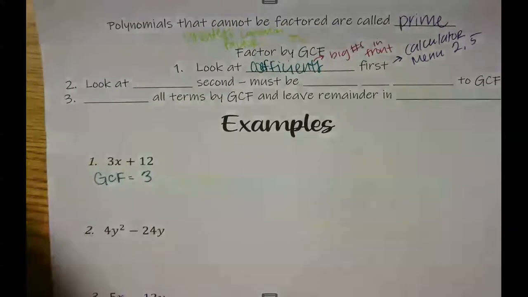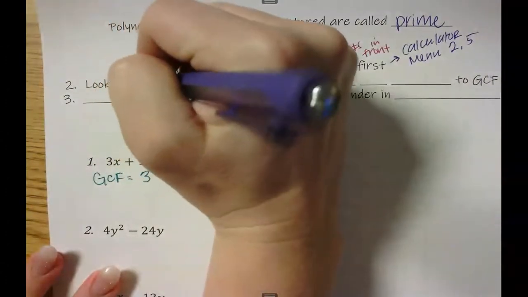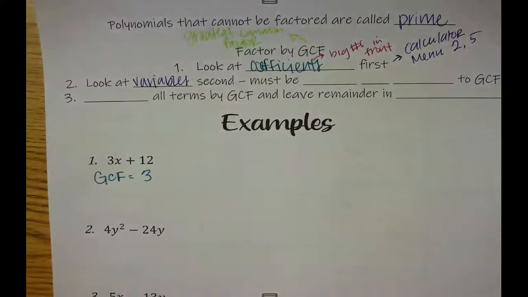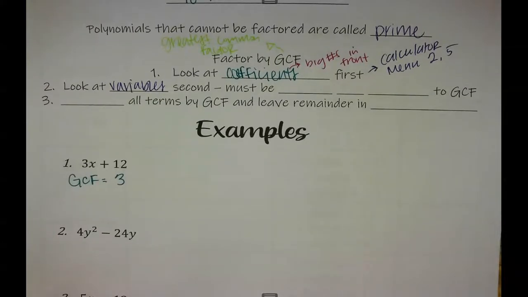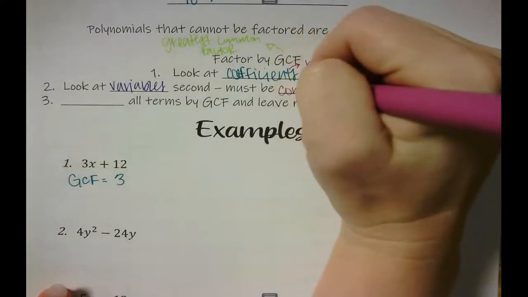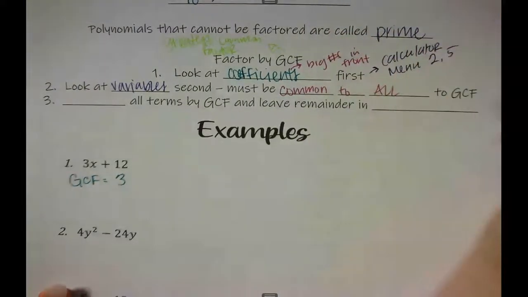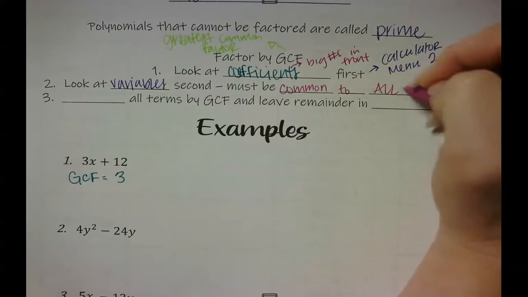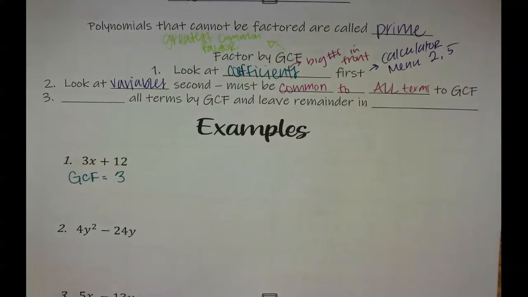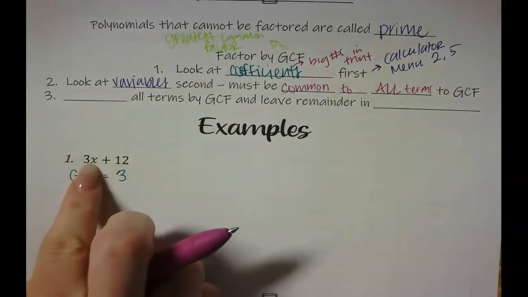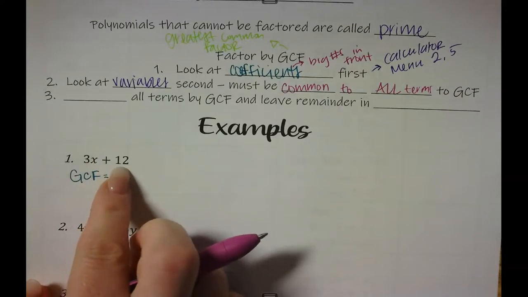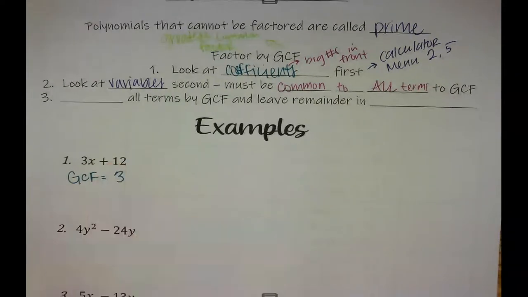Okay, now second, we're going to look at our variables. And for our variables, they must be common to all terms to be a part of the greatest common factor. So when I'm looking at these two, I have an x here, but since I don't have an x here, my x is not a part of my greatest common factor. We'll do an example like that in just a second, but let's finish this first example.